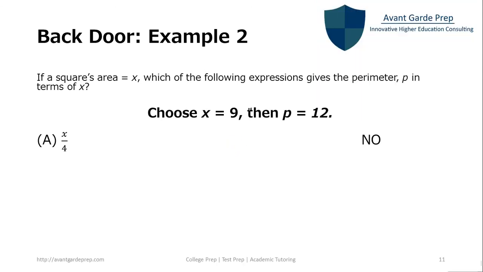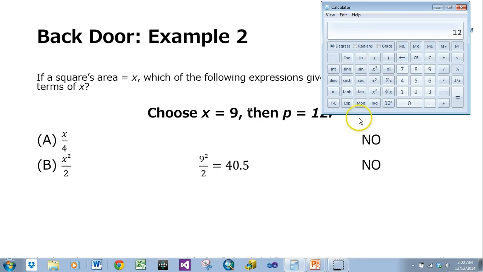Answer choice A we don't have to worry about. We already know that's incorrect. Answer choice B, however, was correct in the last one, when we used 4. So let's go ahead and plug our x into answer choice B. So that's going to be 9 squared divided by 2, and that equals 40.5. That does not equal 12, so that answer is not correct.